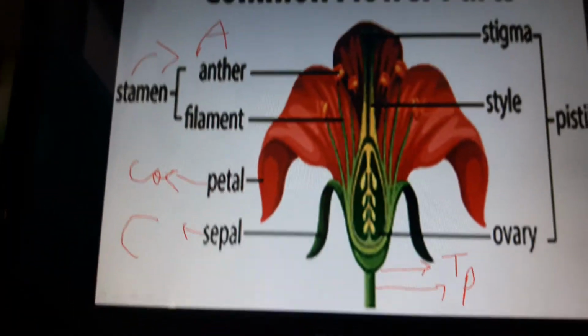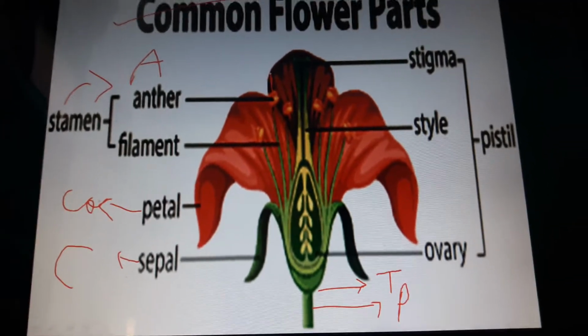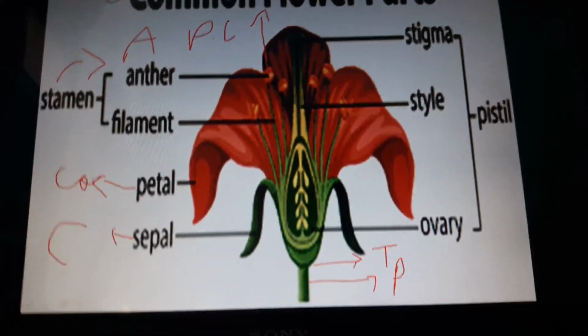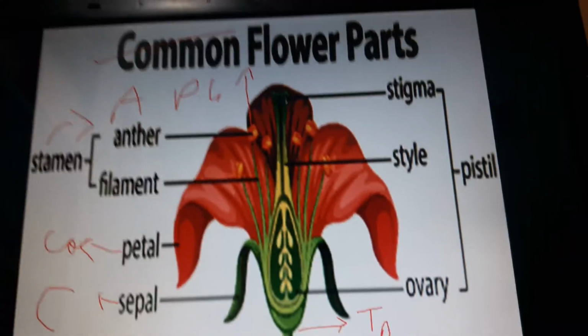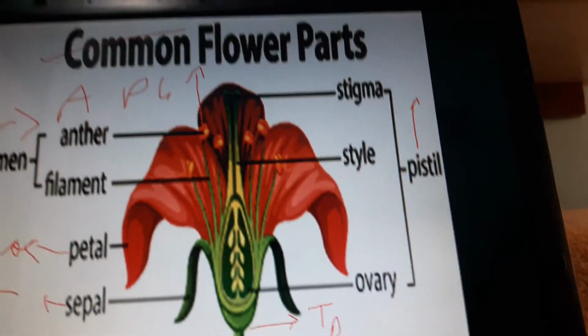Anther is the sacked bag and filament is this long stick. In the anther there is the presence of pollen grains, which we talked about. Stigma is the receiver of pollen grains, and it travels to the style and then comes to the ovary. This pistil is also called the gynoecium.